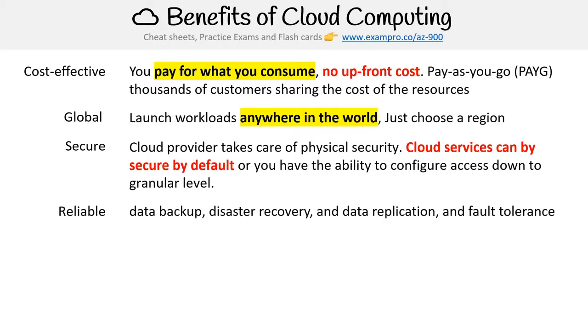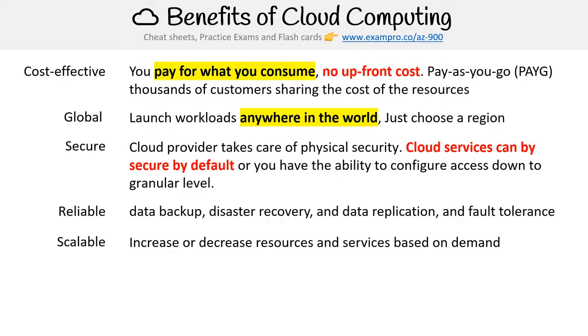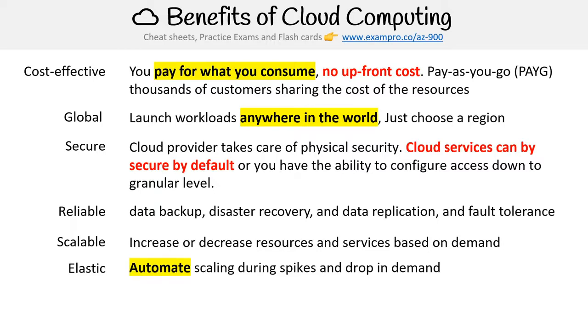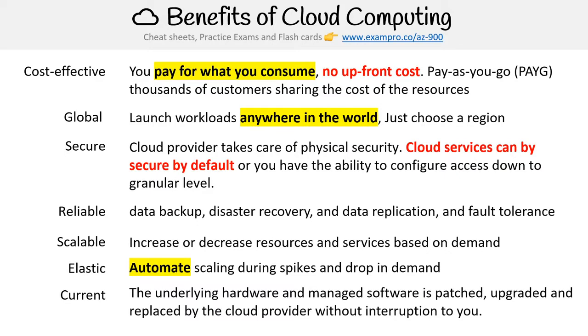Now, the cloud is also known for being reliable, so you can have data backups, disaster recovery, data replication, and fault tolerance. The cloud is also scalable. You can increase or decrease your resources and services based on the demand. The cloud is also elastic, so you can automate scaling during spikes and drop the resources when there is no longer the demand for them. And it's also current, so the underlying hardware and managed software is patched, upgraded, and replaced by the cloud provider without interruption to you. And I mean, on that last one, there are cases of interruption, but generally fewer interruptions than you would have on-prem. So there you go.